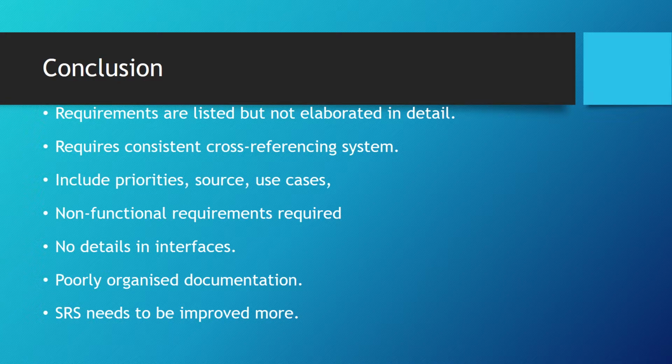Additionally, the SRS should also include the non-functional requirements such as performance requirements, safety, security, software quality attributes, and any other additional requirements. More details are required for the interfaces as well. Overall, the SRS is poorly organized and requires extensive improvement in terms of structure, quality, and detail writing in order to properly communicate the software requirements of the project.